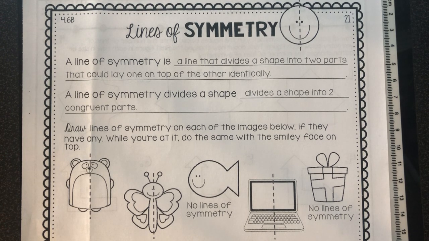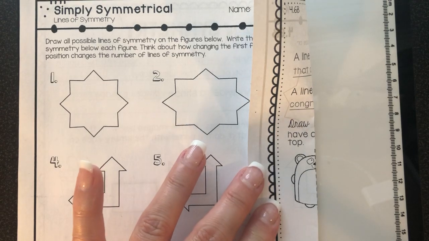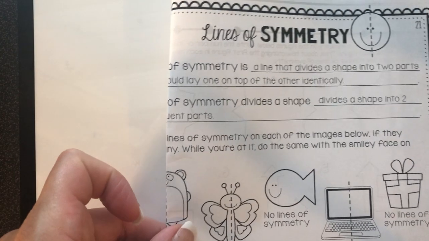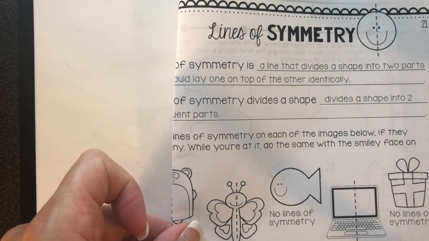A line of symmetry divides a shape into two congruent parts. In geometry, the word congruent means equal. So for this little bear here, if I folded it on that line of symmetry, both sides are congruent, they match. The image that you see on the left side is the exact same image that you would see on the right side. It's kind of like a mirror image.